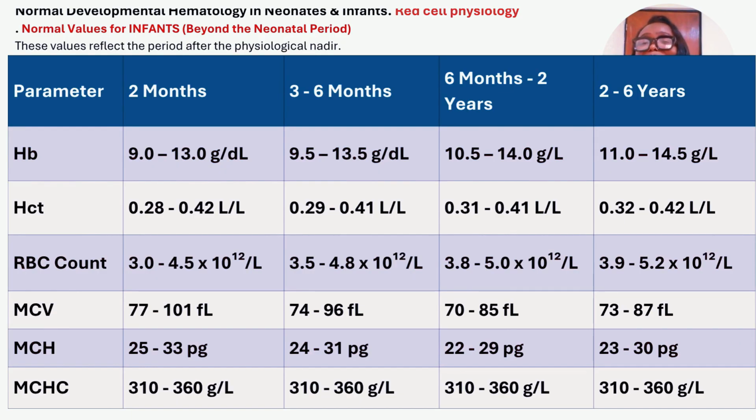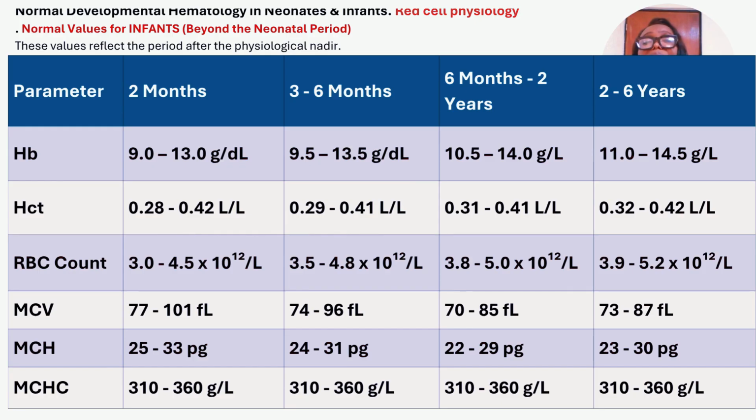This second table is showing us the normal values for infants beyond the neonatal period. And then we have the first one, hemoglobin. At the age of 2 months, we have the hemoglobin value being normal between 9 g/dL to 13 g/dL.